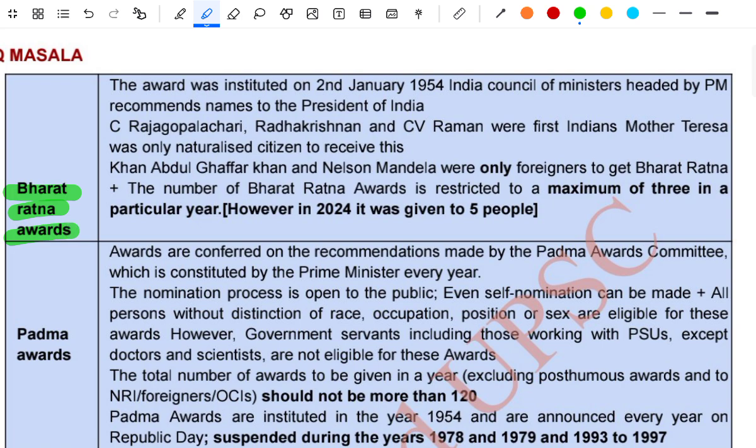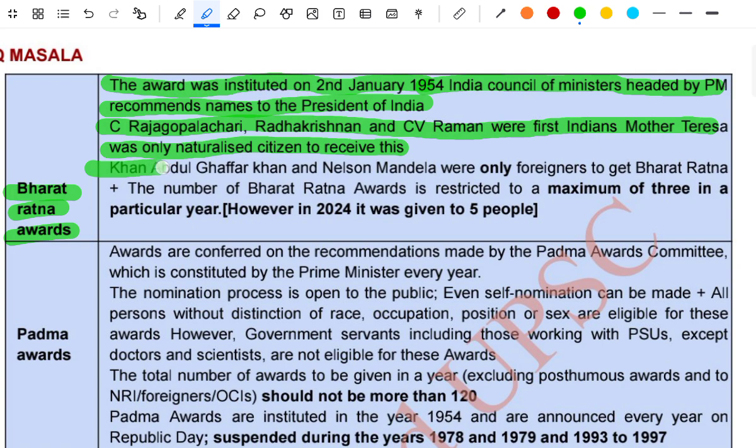Bharat Ratna Award. The award was instituted on the 2nd January 1954. The Indian Council of Ministers headed by the PM recommends the names to the President of India. C. Rajagopalachari, Radhakrishnan and C.V. Raman were the first Indians to receive it. Mother Teresa was the only naturalized citizen to receive this. Khan Abdul Ghaffar Khan and Nelson Mandela were the only two foreigners to get the Bharat Ratna. The number of Bharat Ratna awardees is restricted to a maximum of three in a particular year. However, in 2024, this was given to five people.